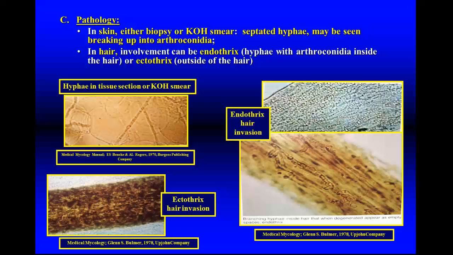Pathologically, in skin, if all we have is a KOH smear or a biopsy, this is all we would see: septated hyphae, and they may be breaking up into small pieces called arthroconidia. And if hair is what we need to look at, we can look at it under the microscope. And these hyphae breaking up into arthroconidia can be inside the hair. Endotrix. This is an endotrix infection. These are rows of conidia breaking up into these square or rectangular, jointed arthroconidia that make up the hypha.